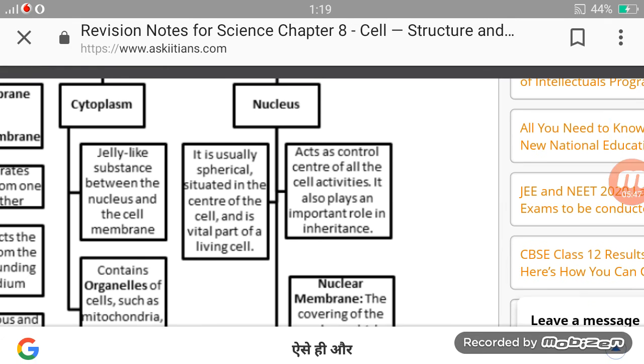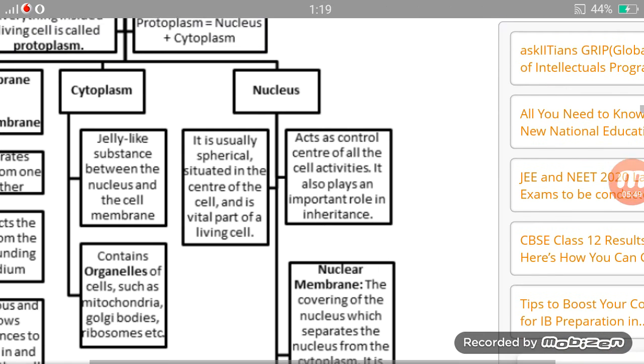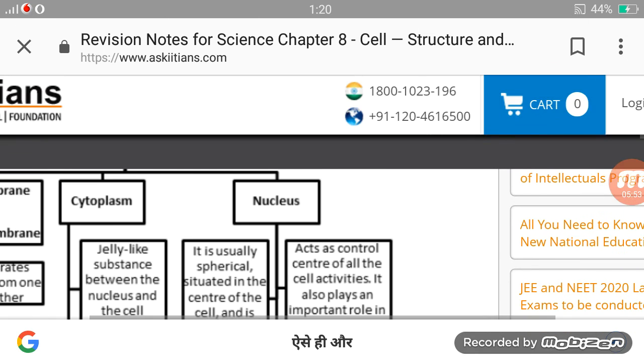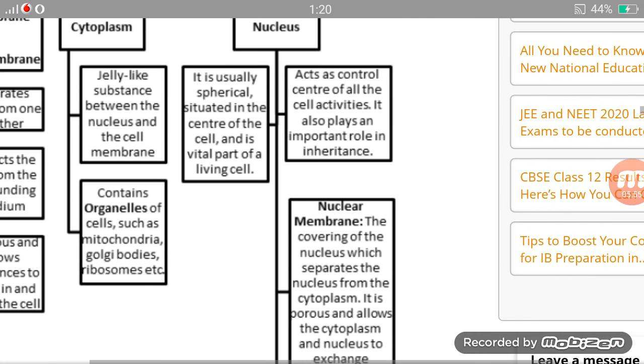Then we will study about the nucleus. It is usually spherical in shape, as we all know. It is spherical in shape and situated in the center of the cell.